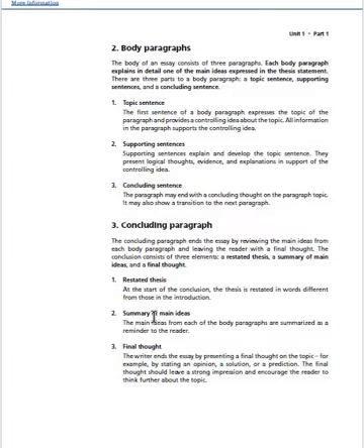So this is basically about the expository essay. Let me discuss first, what is the restated thesis? At the start of the conclusion, the thesis is restated in words different from those in the introduction. Again, you are not going to repeat what is in the introduction paragraph. Then the summary of the main idea: the main idea from each of the body paragraphs is summarized as a reminder for the reader. And what are the final thoughts?